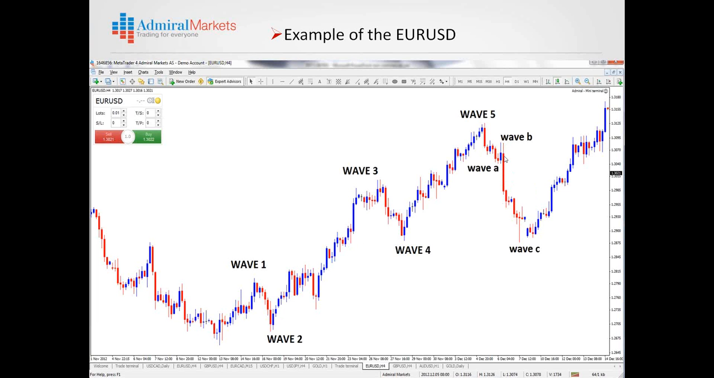And indeed, I have a question. Wave 3 is always impulsive. That's correct, Lubin. Yes, wave 3 of 3 is always an impulse. Actually, all wave 3s are impulses in total. And wave 3 of 3 for sure, indeed. Absolutely.